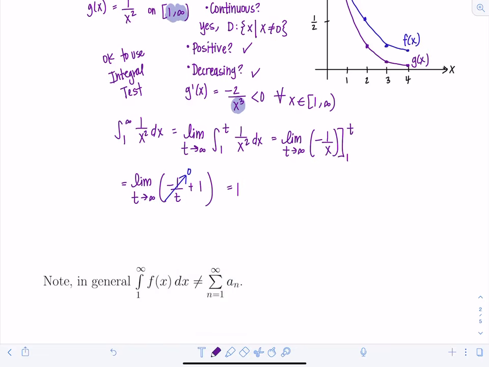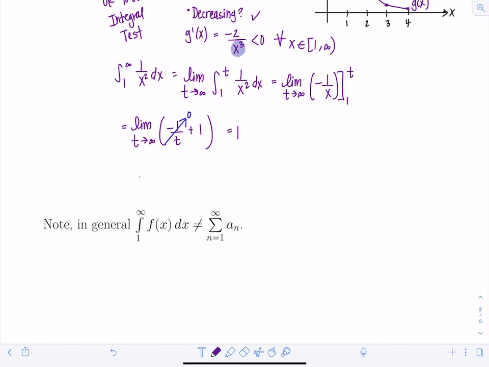Well, what does this tell me? Well, remember from previous chapters, this means our improper integral converges, and by the integral test, we know that our infinite series, so the sum, n equals 1 to infinity of 1 over n squared, also converges by the integral test.